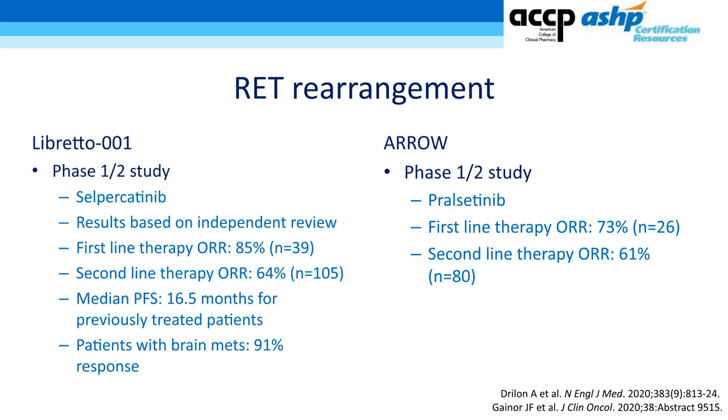Additionally, right on the cusp of the approval of pralsetinib came selpercatinib, studied in the LIBRETTO trial. Used in the first-line setting, the objective response rate observed or reported was 73%, and in the second-line setting, the objective response rate was 61%. So additionally, selpercatinib is another option for patients found to have RET rearrangement.